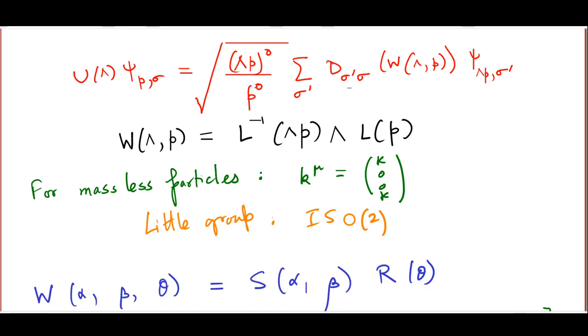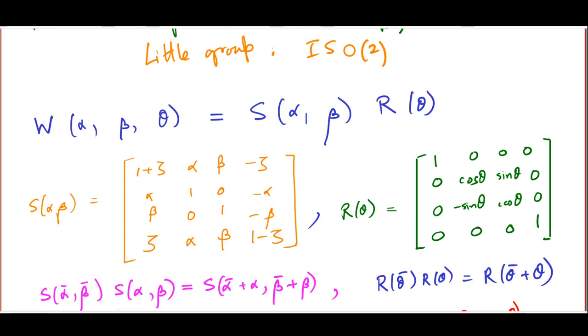As we had already worked out in the previous parts of these lectures, S(α,β), this Lorentz transformation matrix, has components given by 1+ζ, α, β, −ζ; −α, 1, 0, α; −β, 0, 1, β; ζ, α, β, 1−ζ, where this quantity ζ is not an independent quantity. ζ is (α²+β²)/2. So only α and β are the two parameters which describe this matrix S.